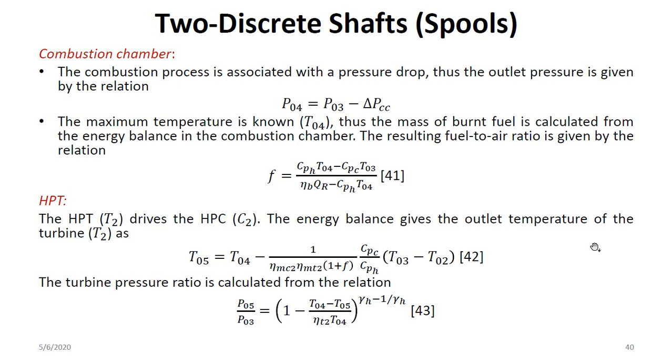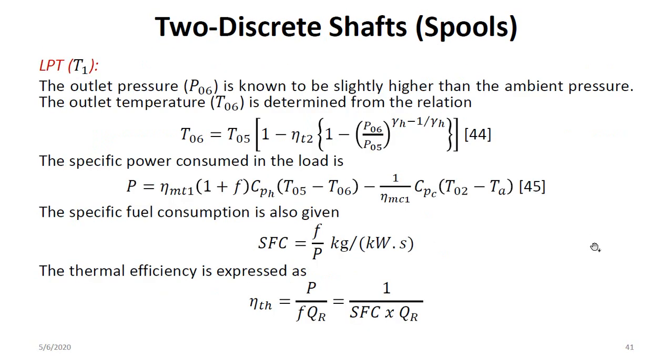Then the pressure ratio across the two turbines. So the pressure ratio across the two turbines is given by this formula. So MT2 is the turbine efficiency of the second turbine. I believe everything is okay.